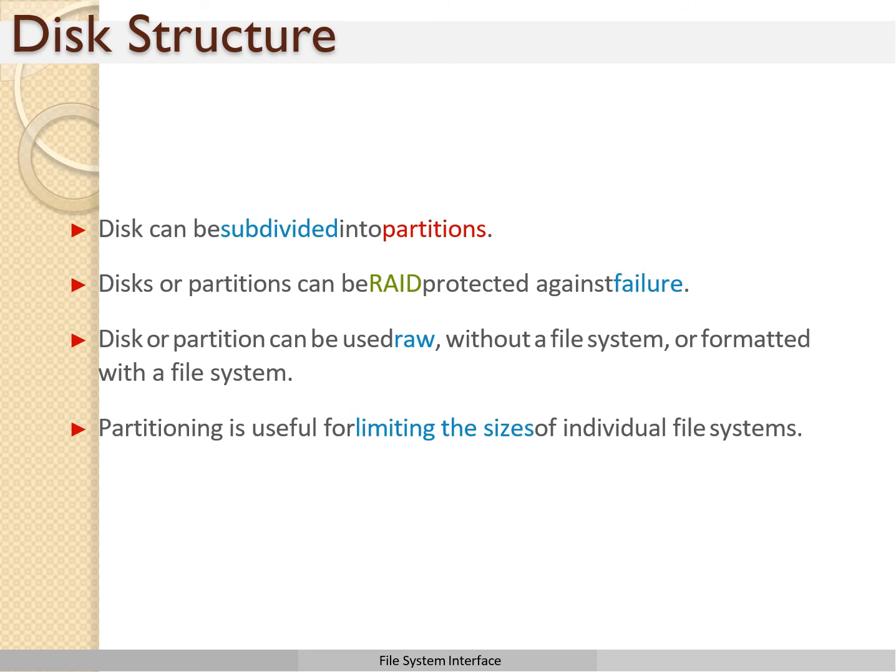A disk can be divided into partitions. A disk or partition can be protected against failure. Partitioning is useful for limiting the size of individual file systems. In a disk, we can draw partitions or formatting can be performed.